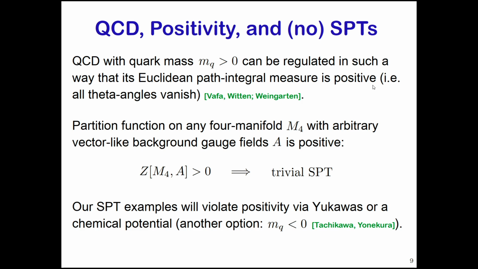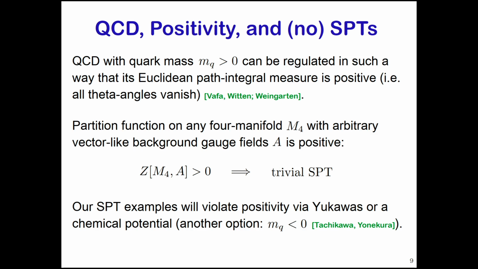All right. So I'm interested in QCD, and I'll be studying the kind of physically relevant case where all the quarks have positive masses, and the theta angle is basically 0. We know that that's true to an excellent accuracy. And it's known that you can write down the QCD path integral in such a way that the Euclidean path integral measure is positive definite. This is a famous result due to Vafa and Witten in the continuum and Weingarten on the lattice. And this has many important consequences for the dynamics of QCD.